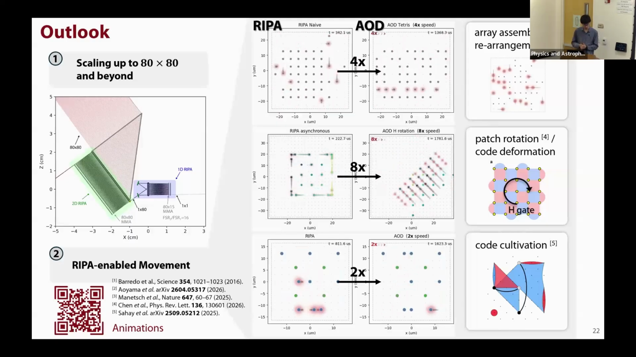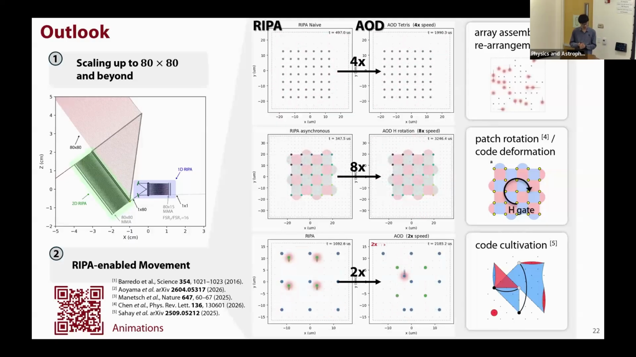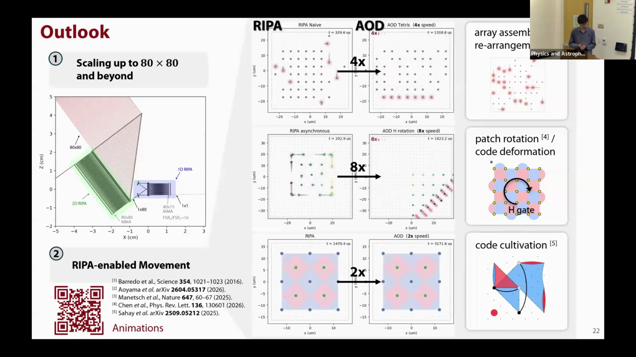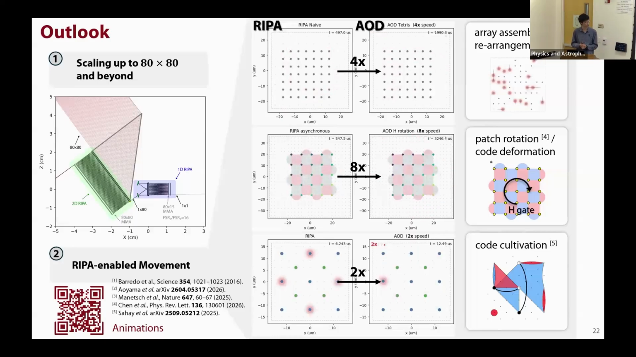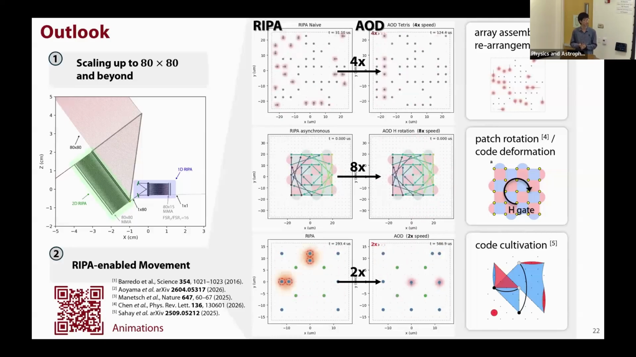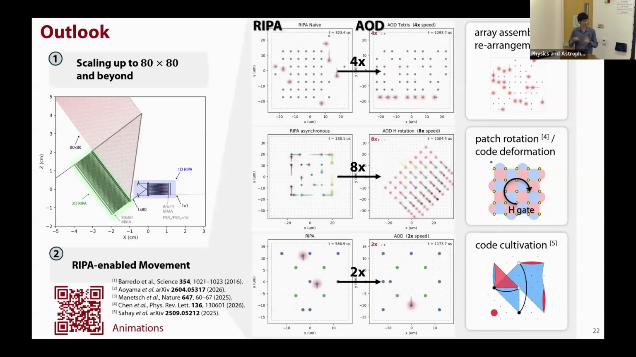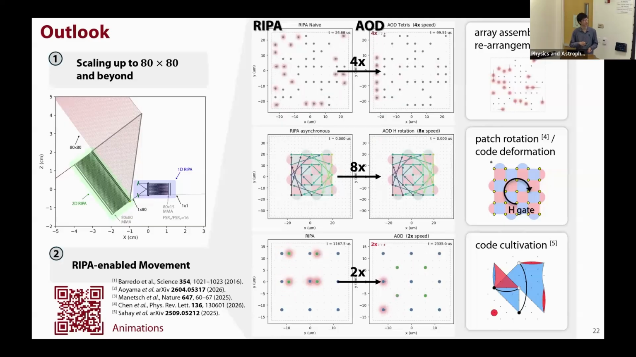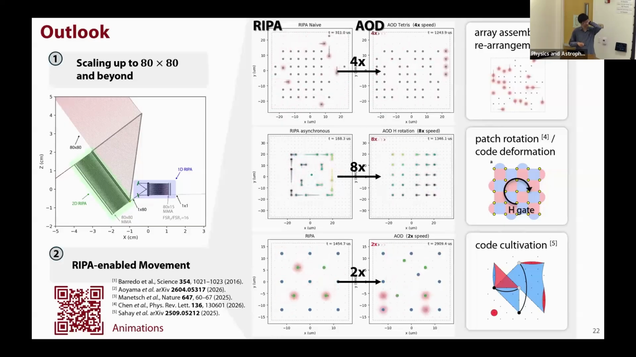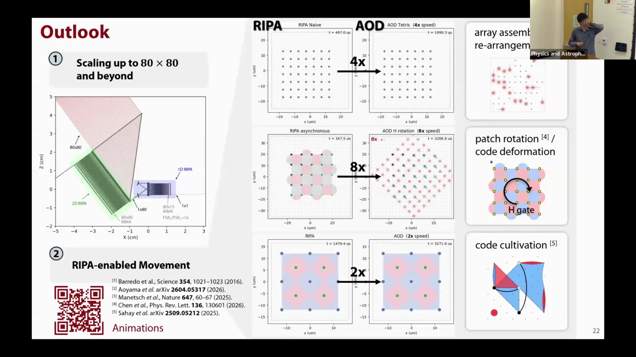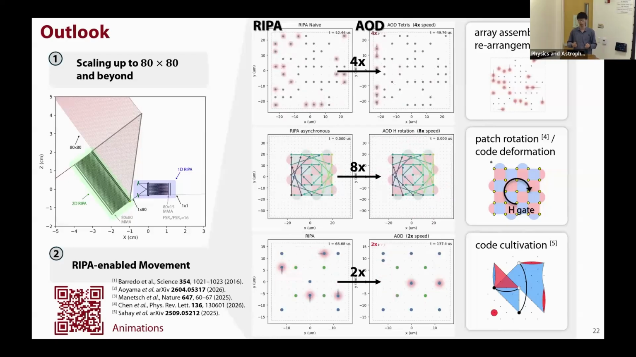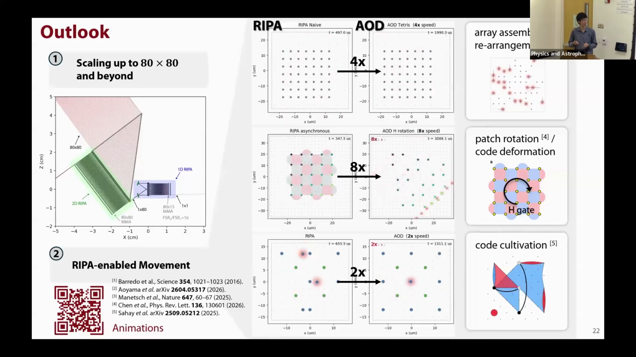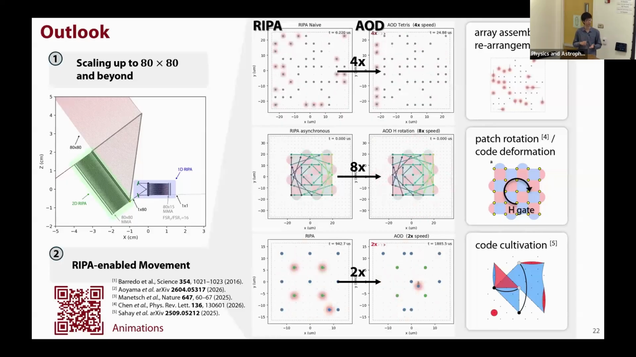Across these demonstration problems, RIPA-based movement shows a speed up ranging from 2x to 8x compared with ALD-based movements. Here we assume the acceleration of atoms is similar for both RIPA and ALDs, and the 2x to 8x speed up only arises from the fact that we have better compilation of our moving operations, so it can provide this constant boost up.